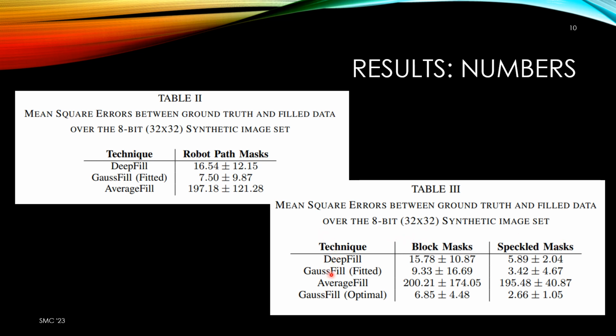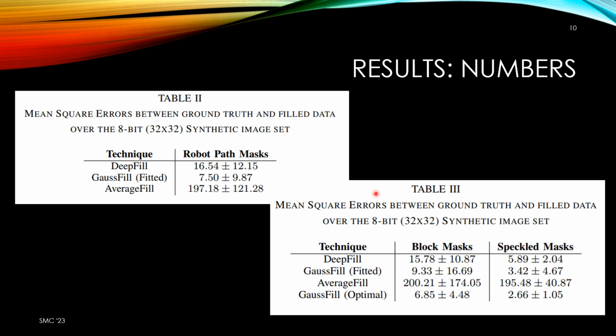with deep field, Gauss field fitted, and average field with optimal. So as can be understood, the Gauss field optimal performs the best because it gives you the optimal result in terms of mean square error. So that is 6.85, and Gauss field fitted is also close to that. That is 9.33. And in our case that is 15.78, whereas in average field that is 200.